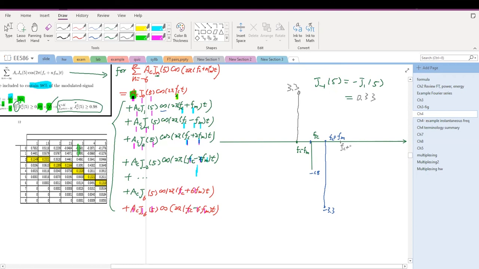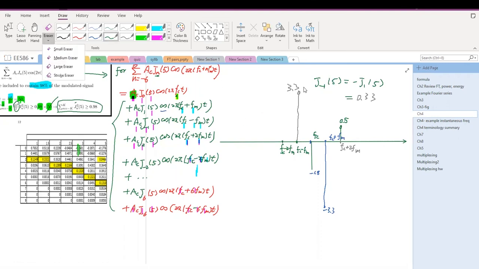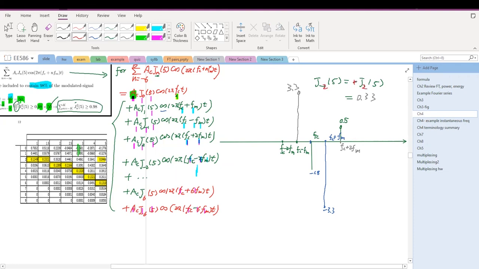Okay, so next frequency is FC plus 2 FM. I'm going to do it here. J2,5 is here, 0.05. You multiply by 10, that is positive 0.5. Okay, and next is FC minus 2 FM. The magnitude is AC J minus 2,5. Minus 2,5 we have it here. J minus 2,5 equals J2,5, we know because this is an even number of n. And this equals still 0.05. You multiply by 10, that equals 0.5.